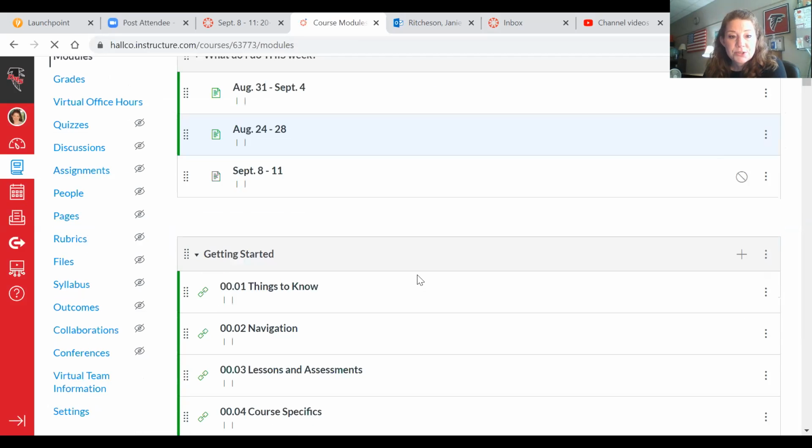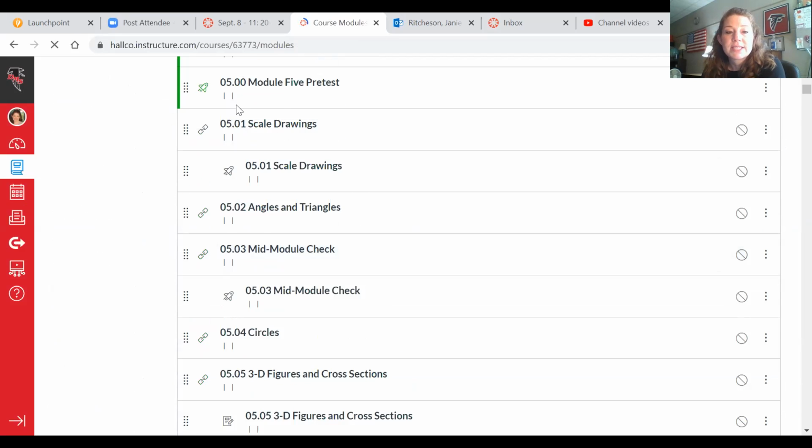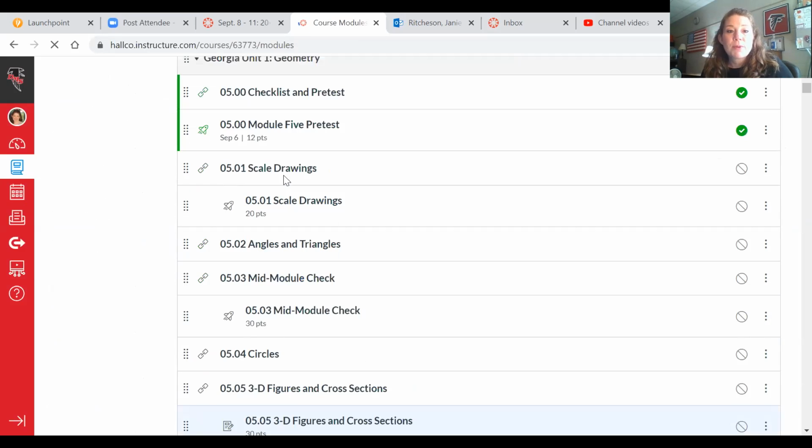Go back to your modules and go, okay, well, where was I? Oh yeah, that's right. I'm doing scale drawings. I just went through the lesson and now I'm ready to take my formative assessment. So going through modules can always help you get back to where you should be.